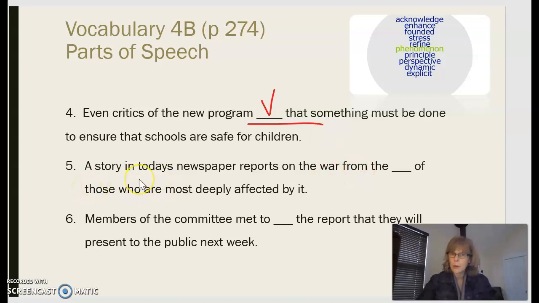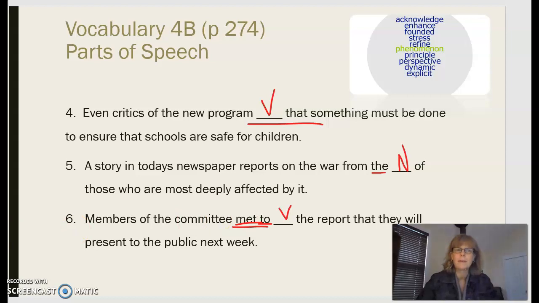Number 5, a story in today's newspaper reports on the war from the blank of those. Interesting. So I see the definite article, the. I'm going to use the with a noun, right? The blank of those who are most deeply affected. Let's keep going. Number 6, members of the committee met to blank the report. With this word to, I'm going to use a verb. It's going to give me an infinitive that I use after met. They met to do something.